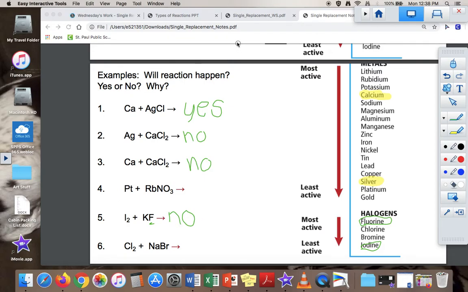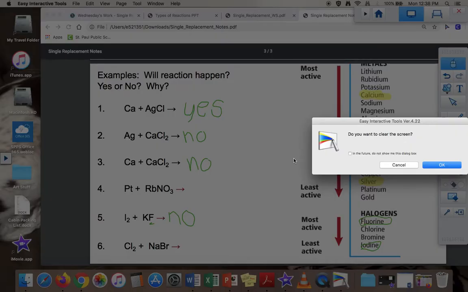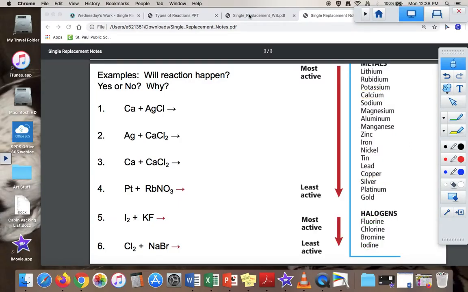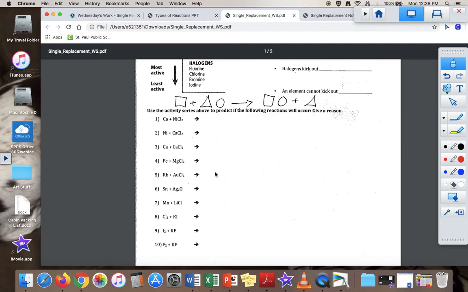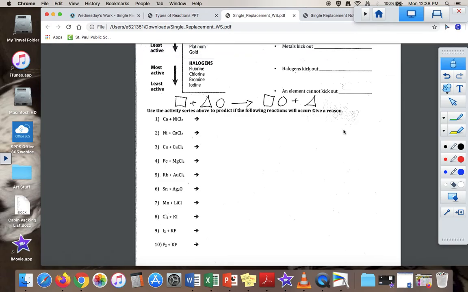So if we go back to the worksheet, all right, there's a few examples that I did for you. There's plenty of other examples to try on this worksheet. And for these ones, you really only have to write yes or no. When you give a reason for this, you can simply put calcium is more reactive or less reactive. Make it very simple. It doesn't have to be super complicated.